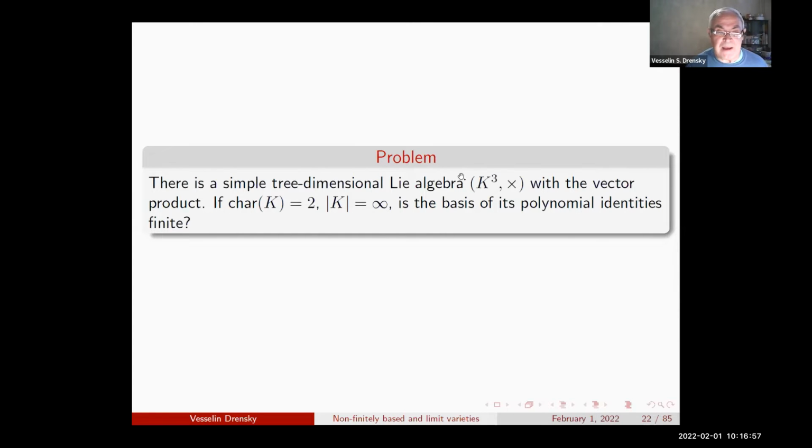And of course, there is a natural problem. There is a simple 3-dimensional Lie algebra with the vector product. So this is an analog of the 3-dimensional vector space with the vector product. In characteristic 2, when the field is infinite, is the basis of its polynomial identities not finite? The problem is that if you consider a field of characteristic different from 2, 2x2 matrices and this algebra, they have a finite basis of the identities. I believe that this is the case, but I'm not sure how to prove it. I don't know how to prove it.